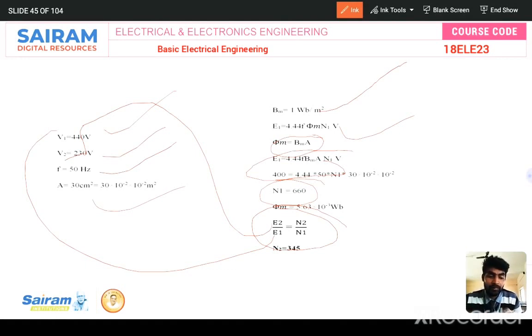While reading the problem, you can understand this problem comes under step down transformer, right? Step down transformer. So N2 we got N45 tons, there is no unit, just you have to write tons.